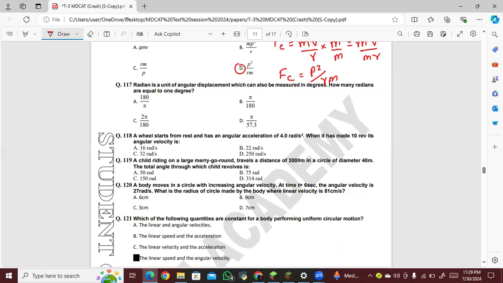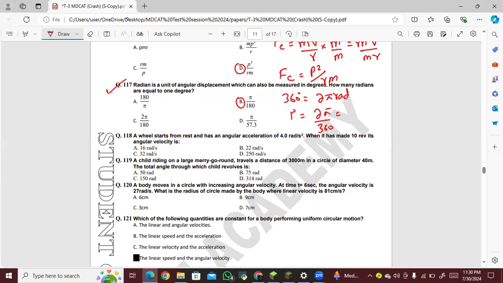Radian is a unit of angular displacement which can also be measured in degrees. How many radians are equal to 1 degree? 360 degrees is equal to 2 pi radians, and 1 degree becomes 2 pi by 360. It becomes pi by 180. So answer is B.